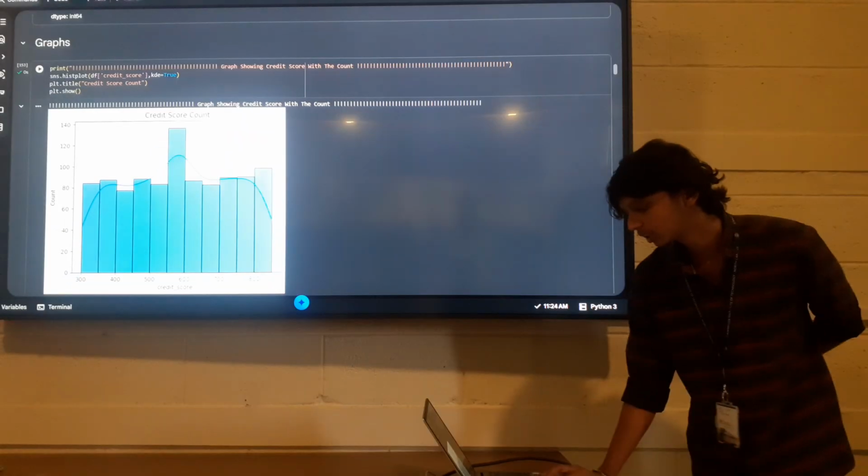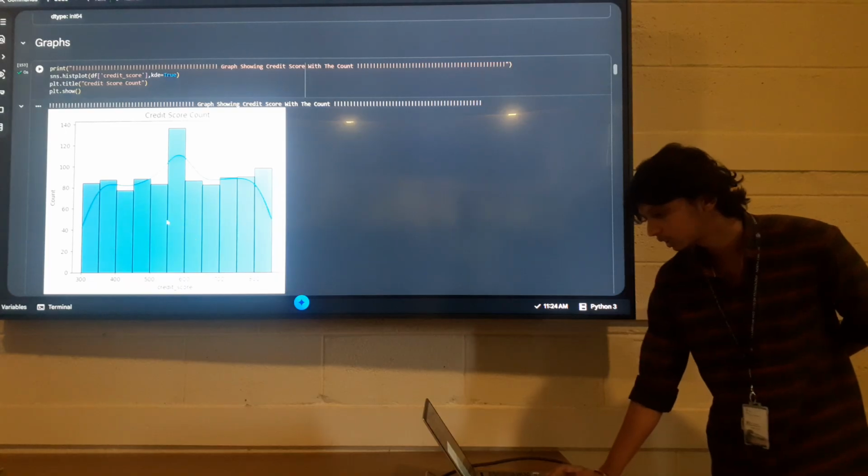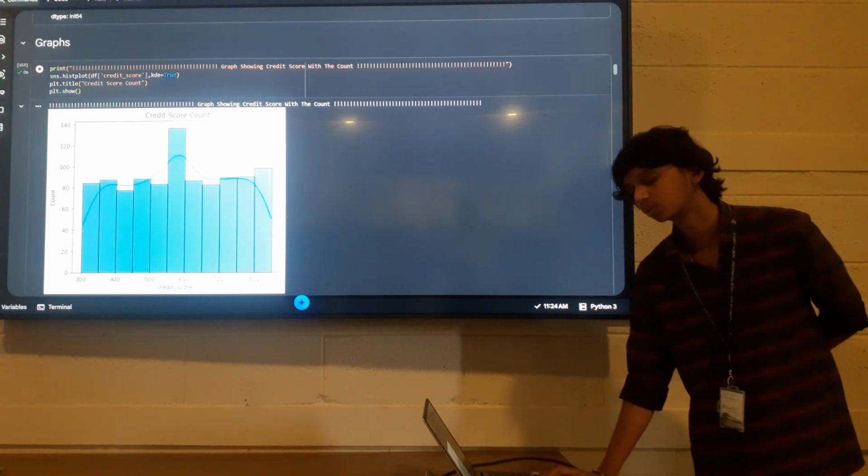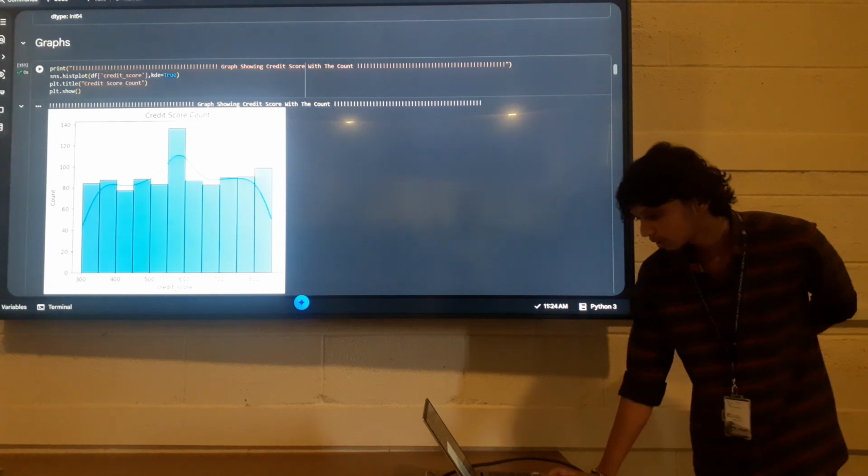Next, we study the graphs. We can see that most of the people have around 600 credit score. That is around 135.